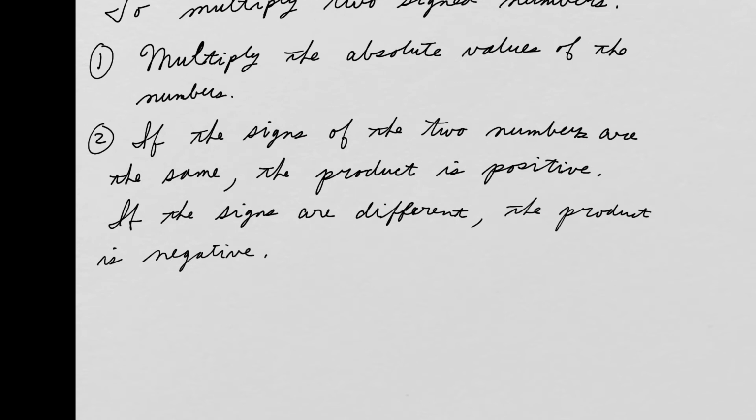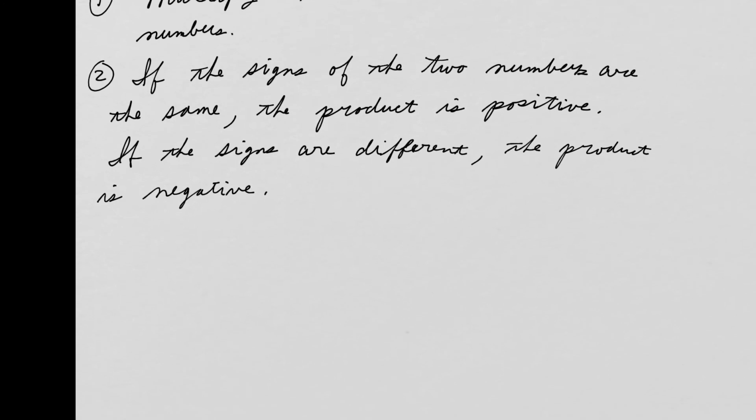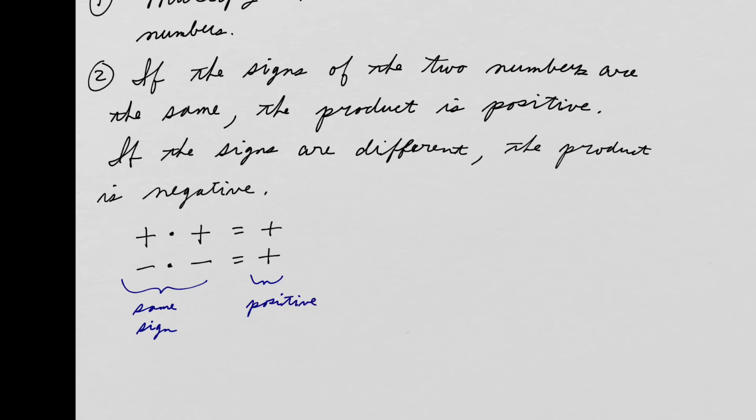Okay, and I can illustrate that by just doing a little diagram here. If I have a positive number times a positive number, or if I have a negative times a negative, if the signs are the same, then the answer is going to be positive. So I'll write same sign, then the answer will be positive. If I have different signs, so if I multiply a positive times a negative, or a negative times a positive, the answer is going to be negative.